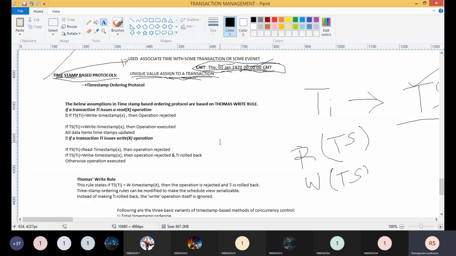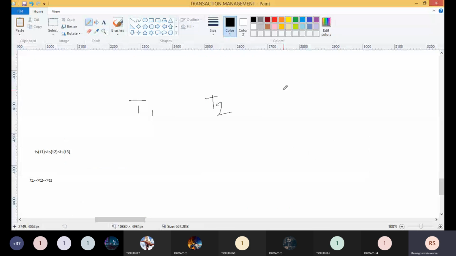Listen clearly, then you can understand. We have transaction T1, transaction T2 and transaction T3.